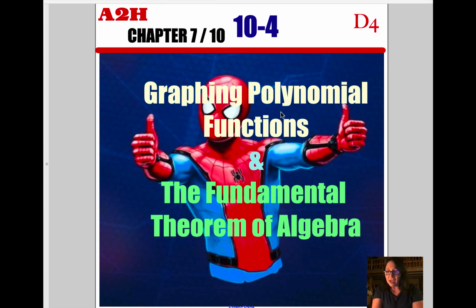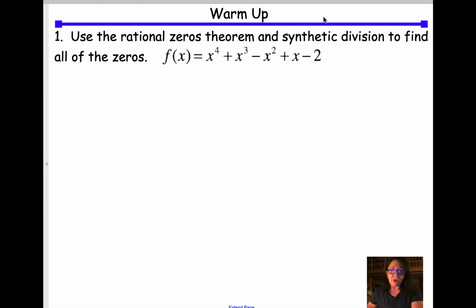So let's get started. Let's start first with a warm-up. The warm-up says, using the rational zeros theorem and synthetic division, find all of the zeros. What we've learned in the past is that the rational zeros theorem states that we can find the possible zeros by taking the constant, -2, and the coefficient in front of the highest power, which is 4. Now, the zeros I'm finding are not all of them, it's just the possible zeros.